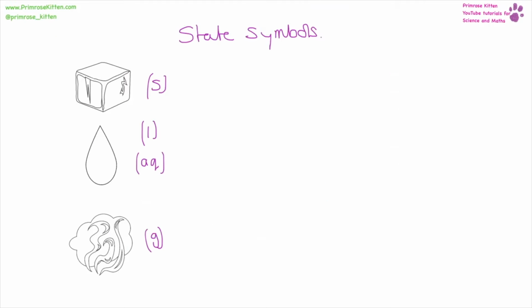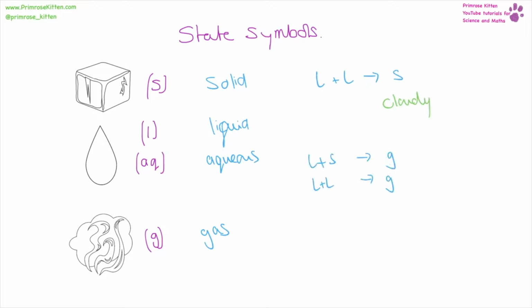State symbols tell us what state something is in. So an S is a solid, L is liquid, AQ is aqueous, and G is gas. If you see state symbols in an equation, the answer generally refers to them. If you see something that's liquid and liquid, or aqueous and aqueous going to a solid, it is going to turn cloudy. If you have a liquid and a solid, or a liquid and liquid and a gas is produced, you're going to see bubbles or a loss of mass, bubbles or fizzing.